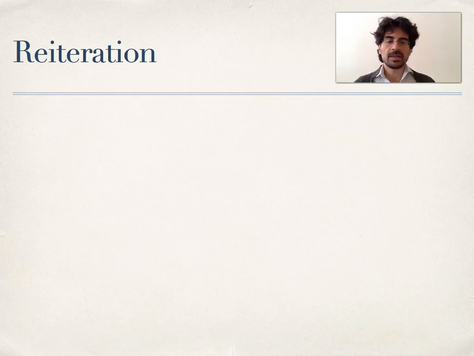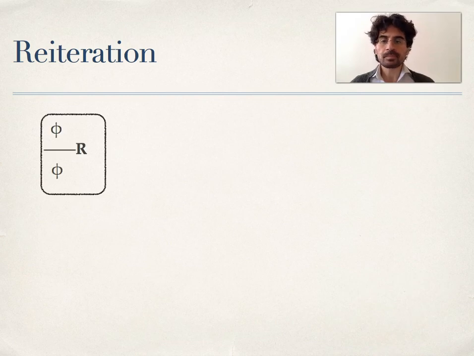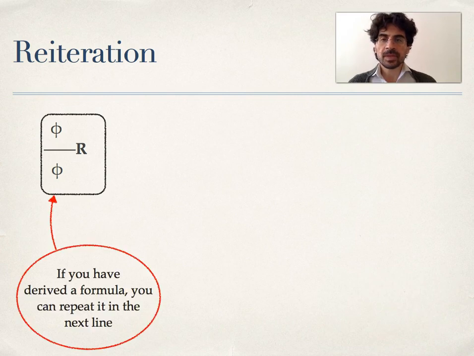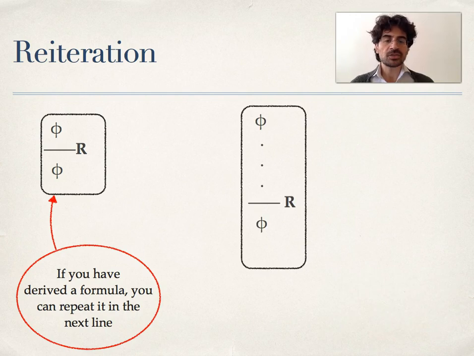The simplest derivation rule is called reiteration. This rule simply says that if you have derived a formula phi at some point in your derivation, which will have a tree-like structure, you can repeat this very same formula phi in the next line. It is important to emphasize that this does not mean that you can always repeat the same formula phi down the line.